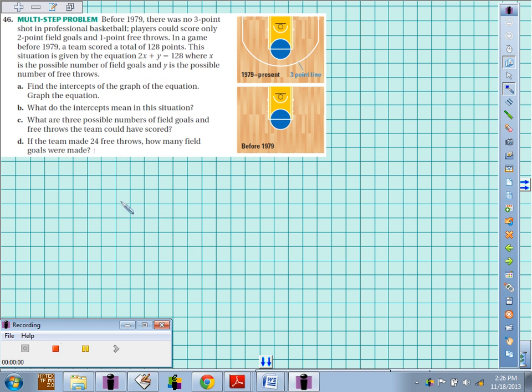Problem 46, a multi-step problem. Before 1979, there was no three-point shot in professional basketball. Players could score only 2-point field goals and 1-point free throws. In a game before 1979, a team scored a total of 128 points. This situation is given by the equation 2x plus y equals 128. So 2 points times the field goals plus 1 point times each free throw equals 128 total points.